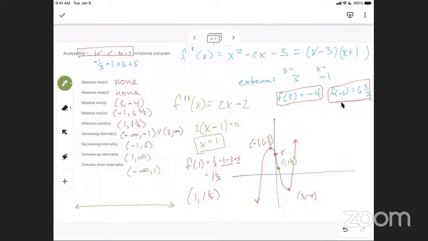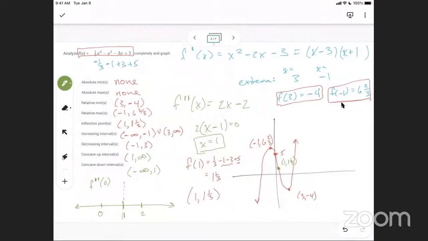Okay, I see. If you didn't have the picture itself and you wanted to double check your inflection point, remember, you're going to have to plug in a number. So this is your inflection point, and plug in a number to the left of it and a number to the right of it, and plug it into the double derivative.